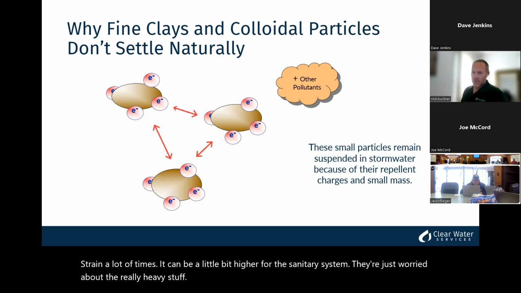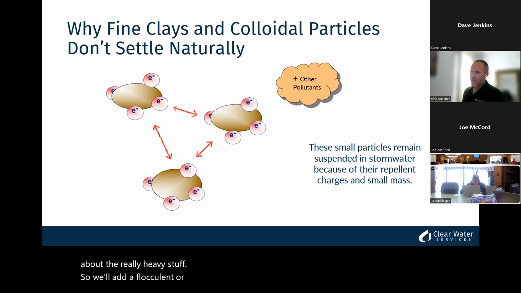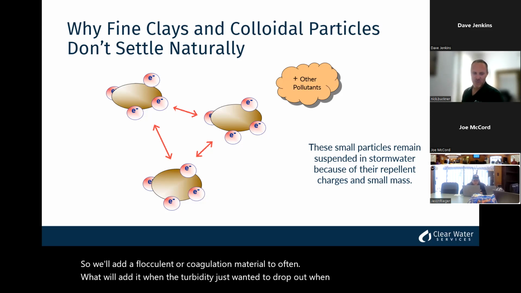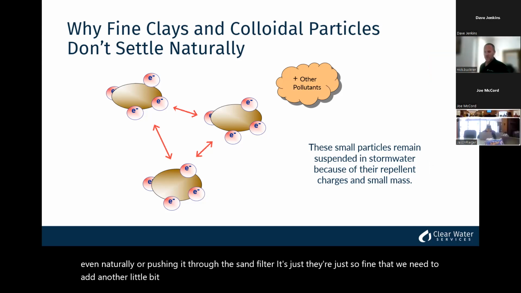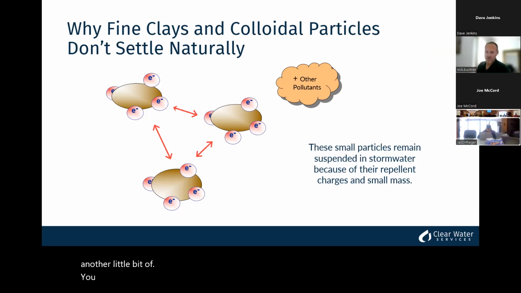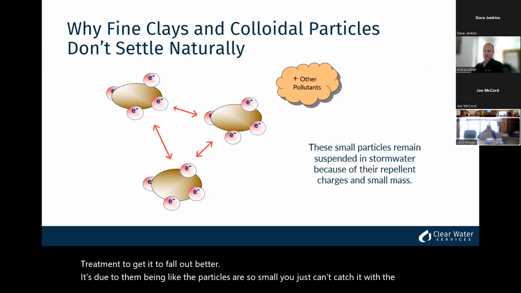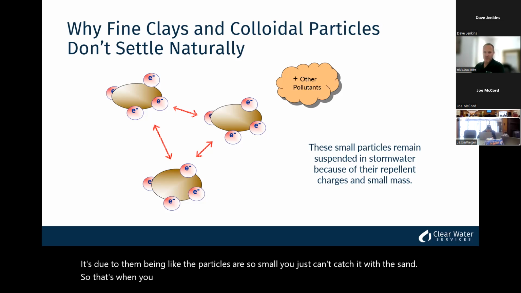So we'll add a flocculant or coagulation material, often when the turbidity just won't drop out, even naturally or when pushing it through the sand filter. They're just so fine that we need to add another little bit of treatment to get it to fall out better. It's due to the particles being so small, you just can't catch them with the sand. So that's when the flocculants come in.